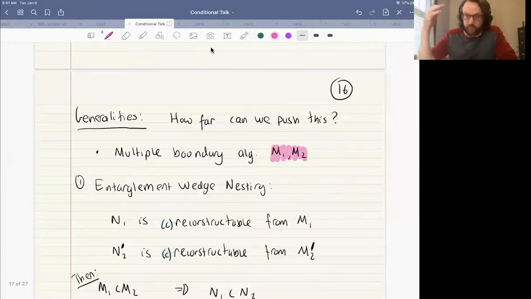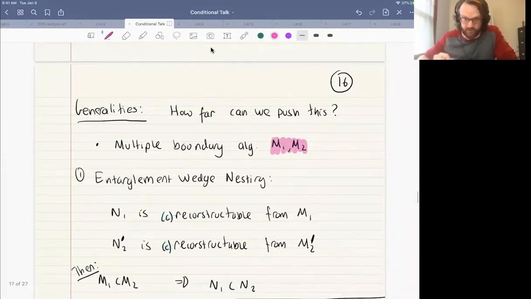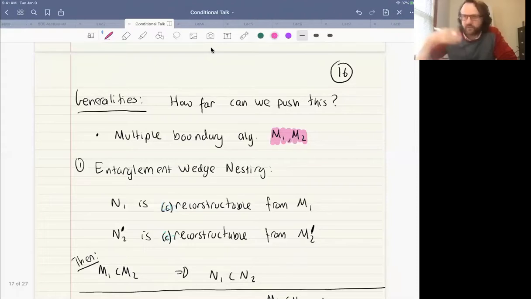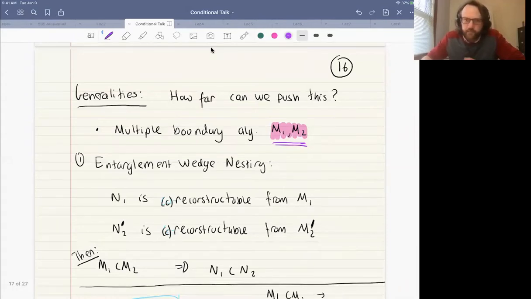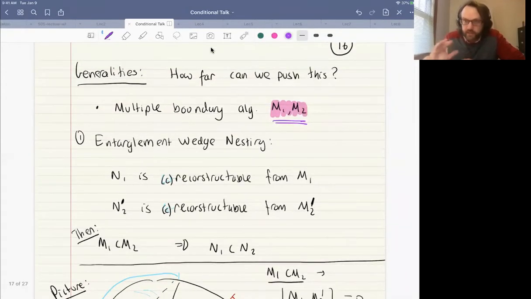Now I'm going to move on to the more speculative part, although I've already given you some speculations. I'm going to see how far I can push this, still assuming exact recovery. The interesting thing now is to think about multiple boundary regions. Right now I just had M with some fixed boundary region. So I'm going to talk about multiple boundary algebras, M1, M2. The first thing I'm going to prove is something called entanglement wedge nesting, which is stated as an exact theorem in this language.